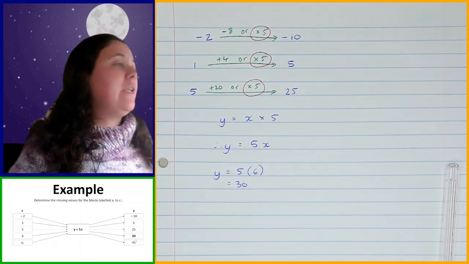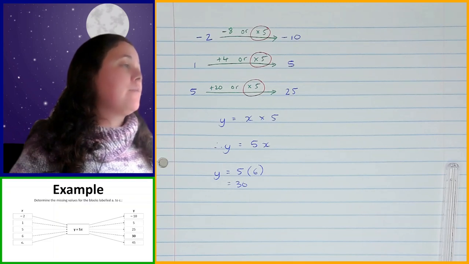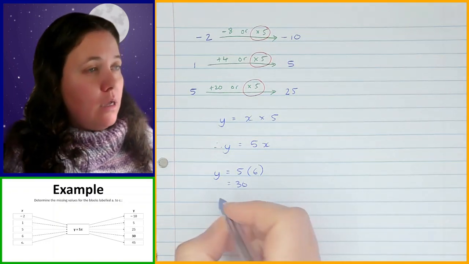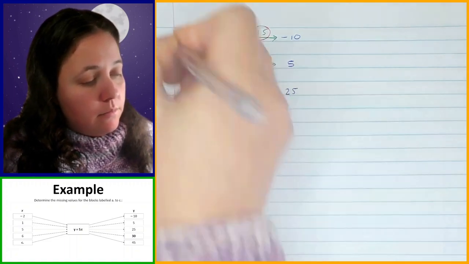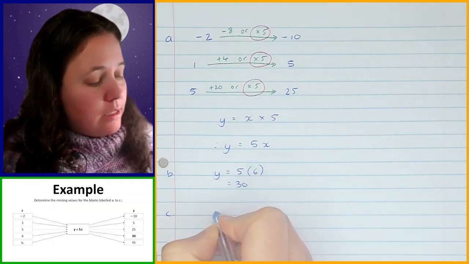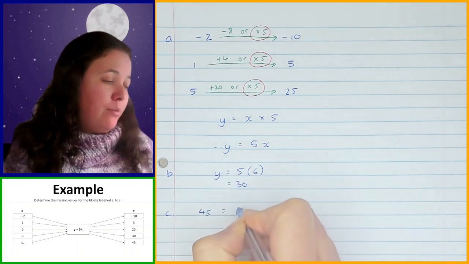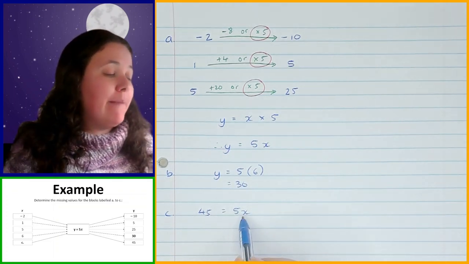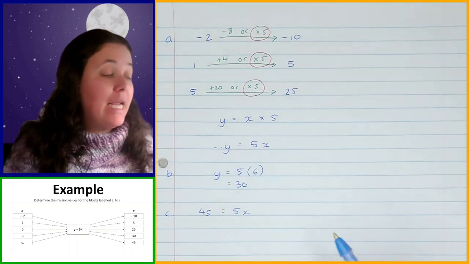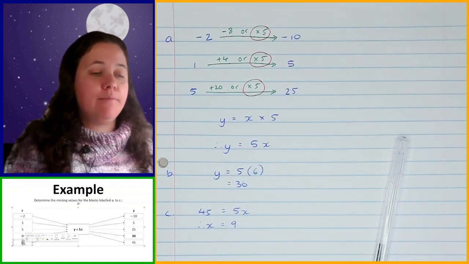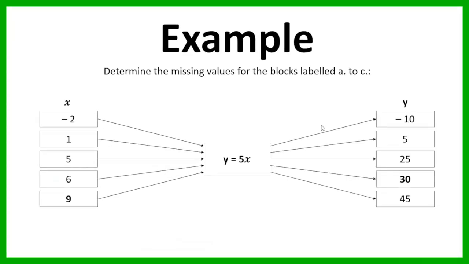And then for the last one, I've been told that the output, or the y value, is 45. I need to work out what the input is for that, which is question C. So this was A, this is B, now we're doing C. We have to work out, if the output is 45, then 45 is 5 times our input, which is x. We have to work out what that input is. So 5 times what will give me 45? 5 times 9 gives me 45, so that means that x must be 9. So this over here is going to be 9. Okay, so that's what we should have for all the values in that table.